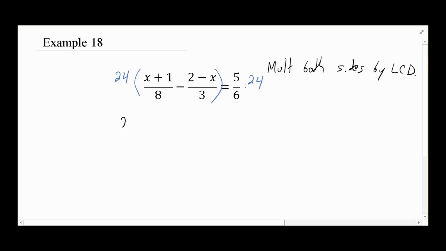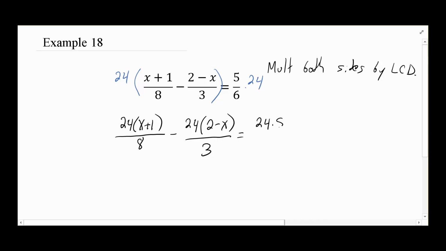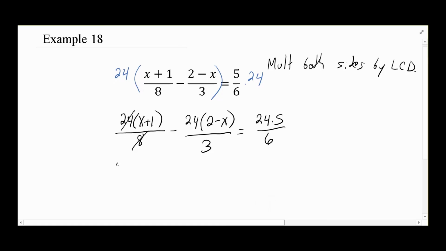Before we divide anything out, let's just go ahead and put 24 into the top of the first fraction. Let's put 24 into the top of the second fraction. And let's put 24 into the top of the right-hand side. Then we can worry about the division part. So then we can say 24 divided by 8 is 3. 24 divided by 3 is 8. And 24 divided by 6 is 4.